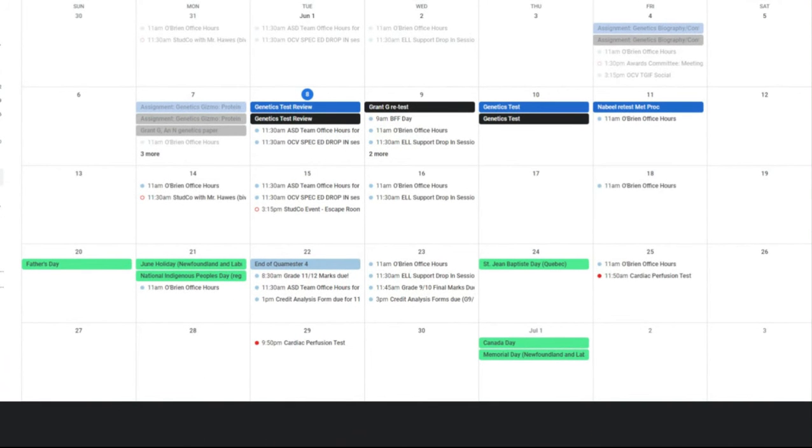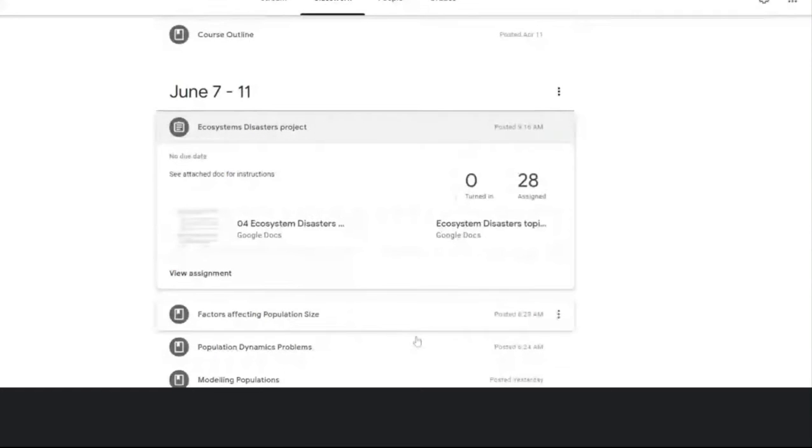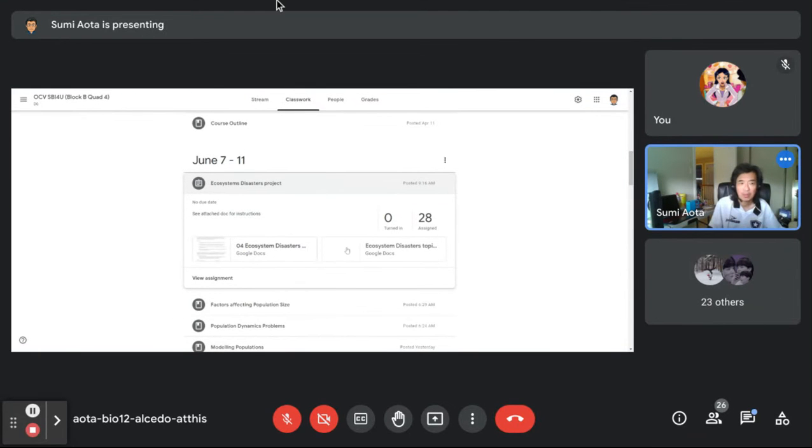So Ecosystems Disasters Project, the form should be right here. It's not a form, it's a Google Doc. So it's right here now. I haven't posted it until now. Okay, back to the calendar.